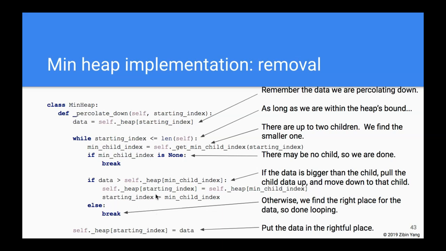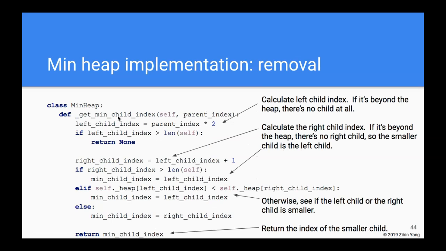Otherwise, if the data is already smaller than the smaller child, then it's in the right place. And in that case, we can just break out. And once we break out, whatever the starting index is at that point, it is the right place to put the data. So we just assign the data to that particular place. And then we are done.